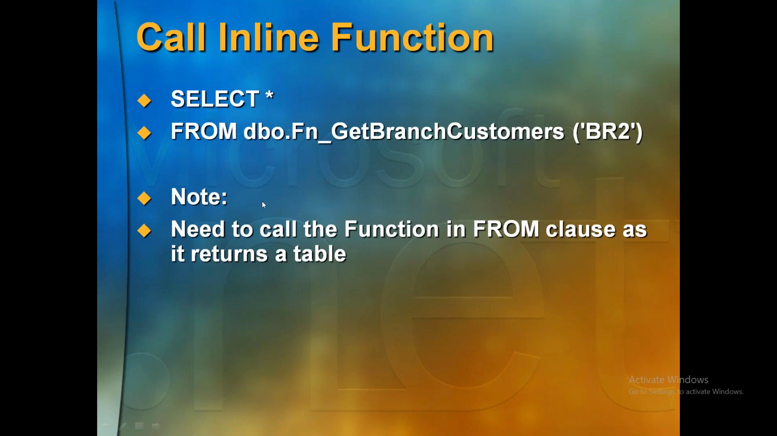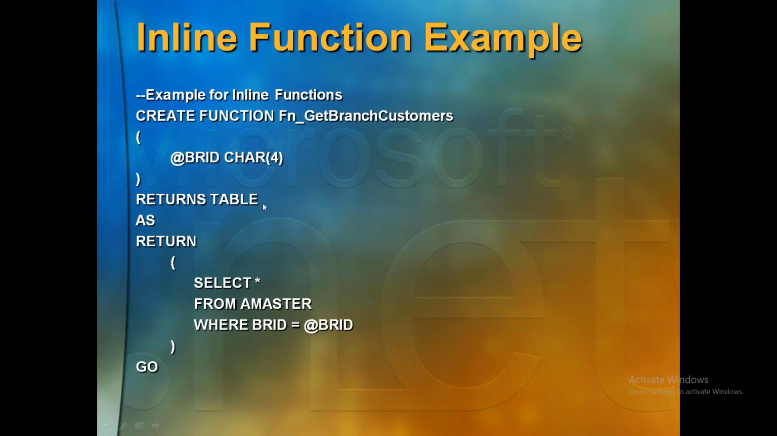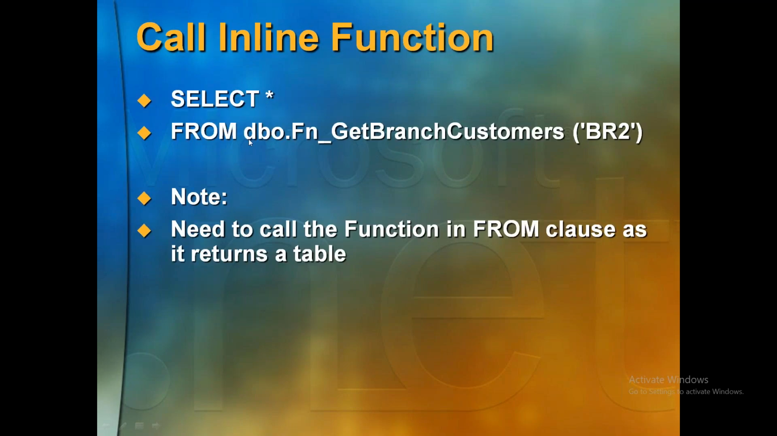So how can we call it? Since it's giving you a table, because I said a table, I need to call this in the from clause. Need to call the function in the from clause as it returns a table. So select star from dbo function name, and I would like to get the BR2 data. Clear? If you want BR1 data, you can also put BR1. So a function also can be called in a from clause. Remember this. Clear? A view can also be called in a from clause.